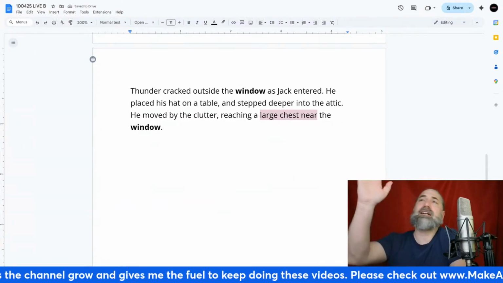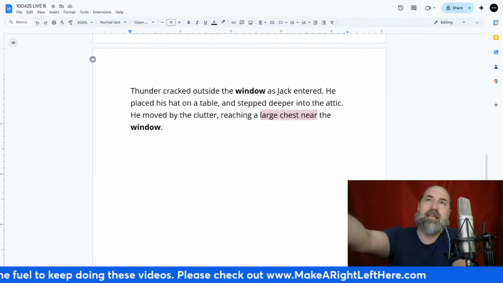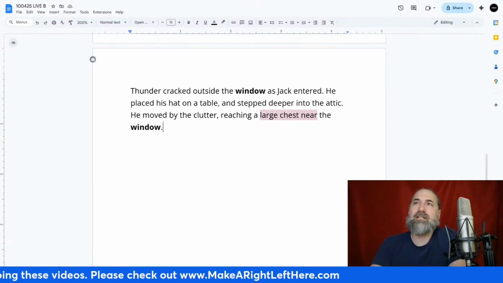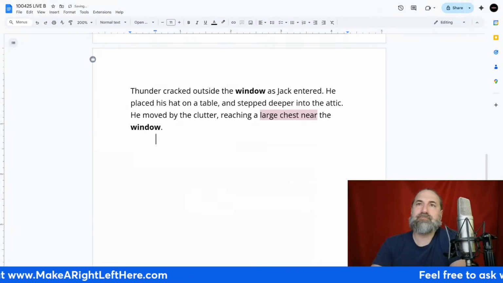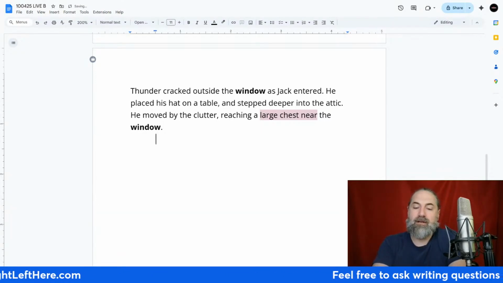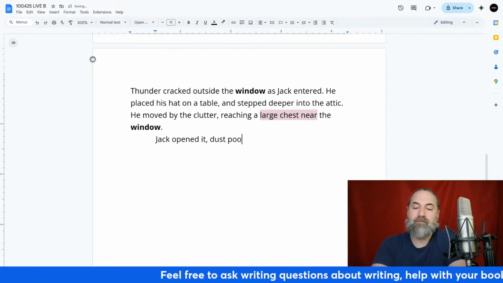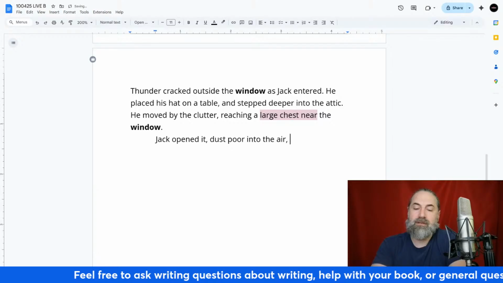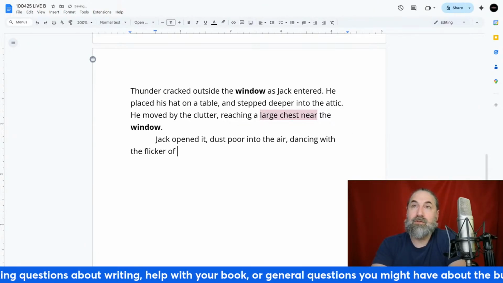Thunder cracked outside the window as Jack entered. He placed his hat on a table and stepped deeper into the attic. He moved by the clutter, reaching a large chest near the window. All right, now we're going to slow it down. Okay? Jack opened it. Dust poured into the air, dancing with the flicker of the storm.